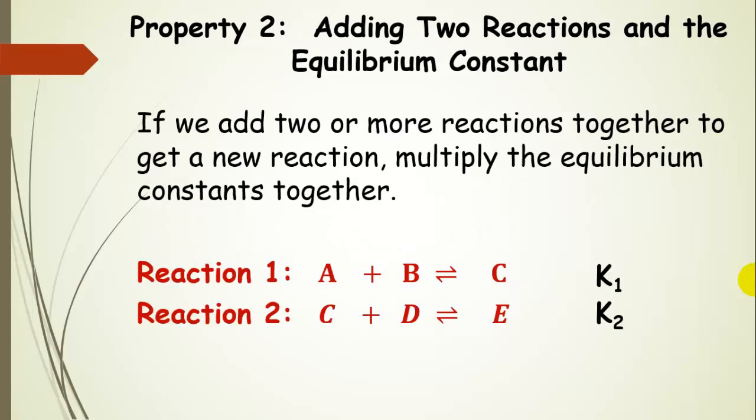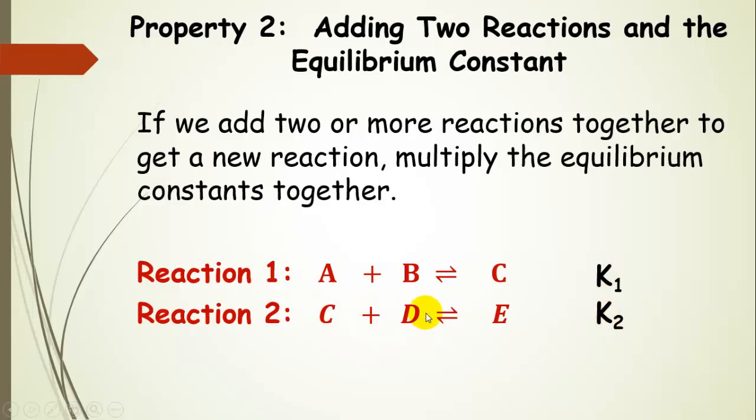All right, another property, we can add two equations together to get a new reaction and get a new equilibrium constant for that reaction. So this might remind you a little bit of Hess's law. We have two reactions here that we're going to add together, so reaction 1 and reaction 2, and each of them have their own equilibrium constant.